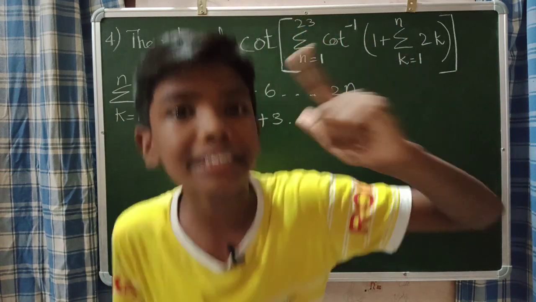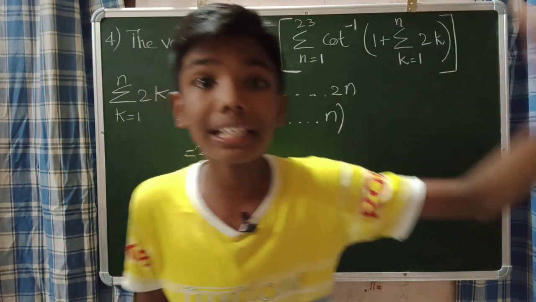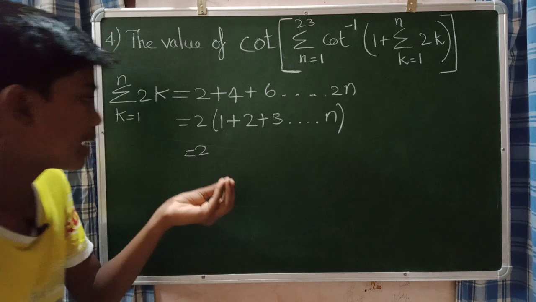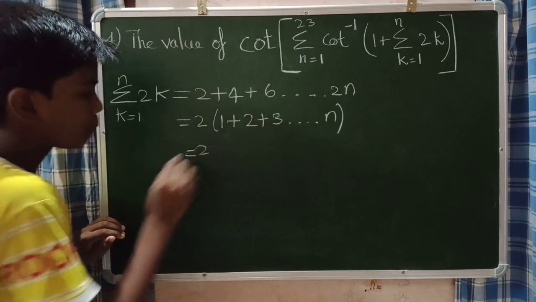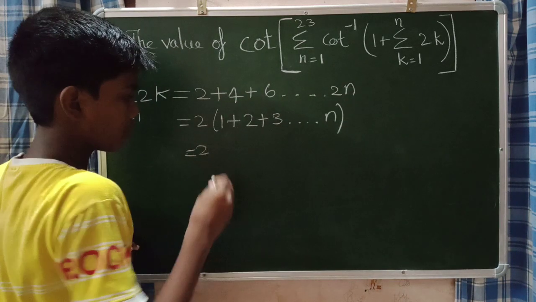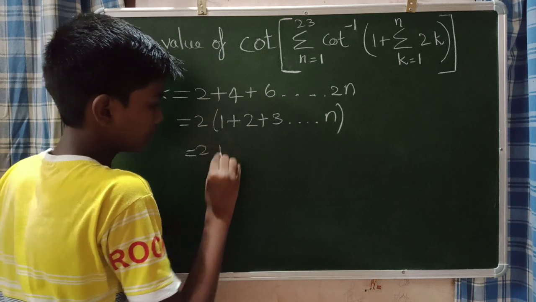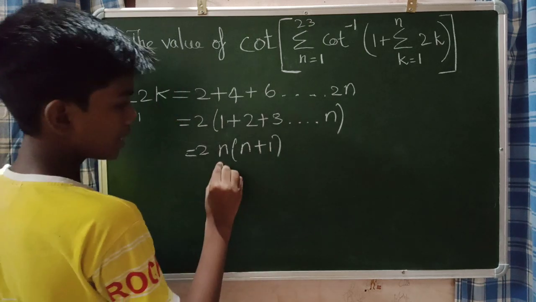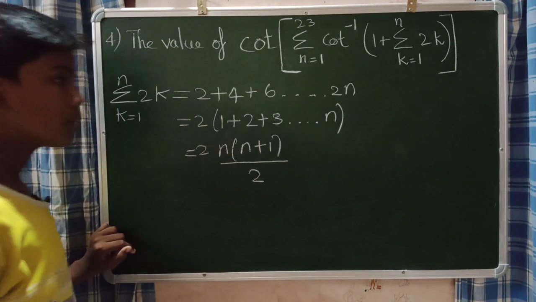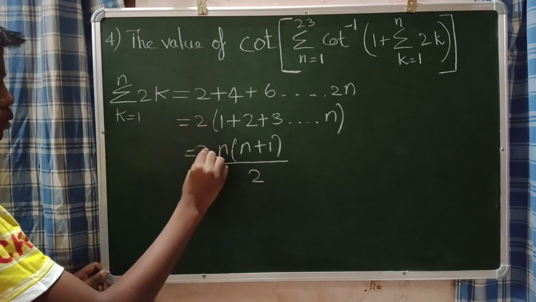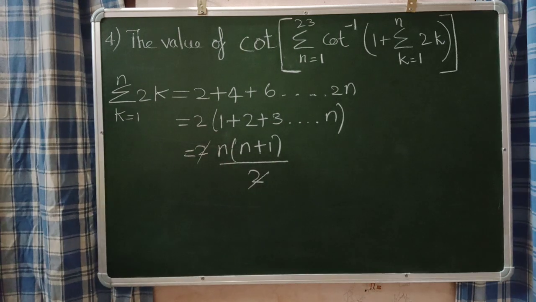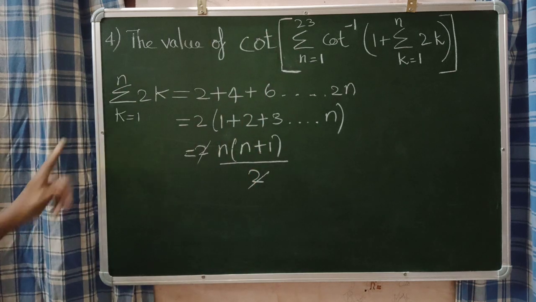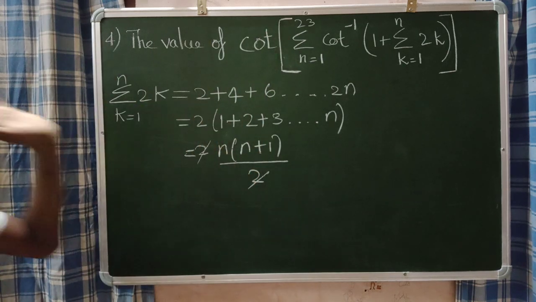That is something you learned in sequence and series, guys. After the Fibonacci series, you will be learning this formula, n into n plus 1 divided by 2. So 1 plus 2 plus 3 up to n is n into n plus 1 divided by 2. Now this 2 will get cancelled, so this summation is n into n plus 1.